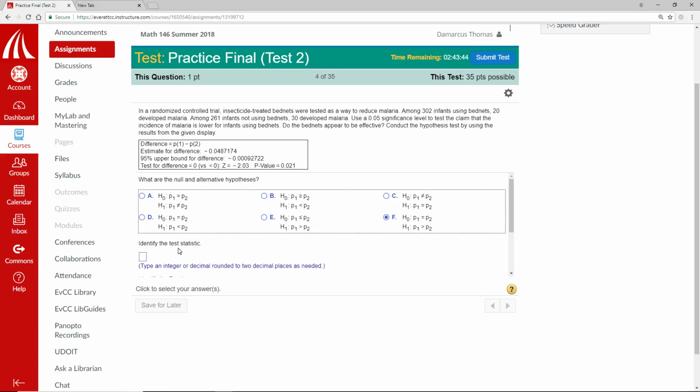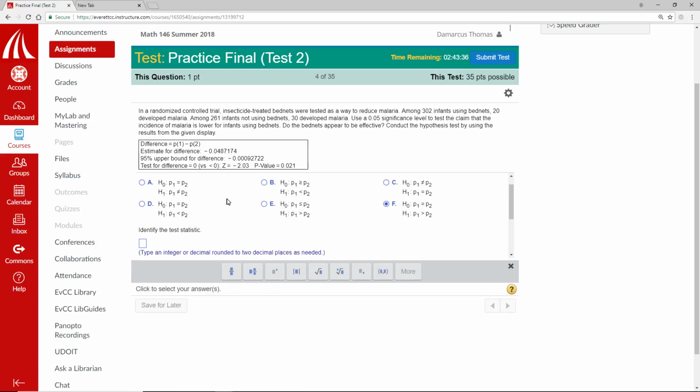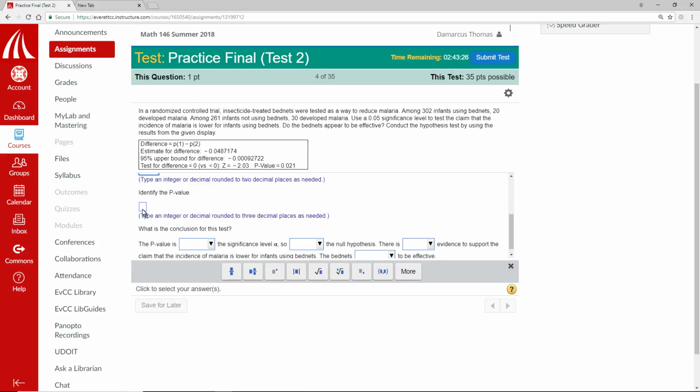Identify the test statistic. So it looks like the test statistic is given to us as negative 2.03. That's our z-value. And identify the p-value. Well, the p-value is 0.021. This is a single tail test. It looks to be a left tail test, actually.